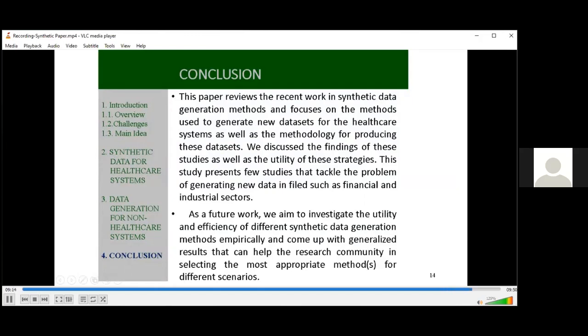This study presents a few studies that tackle the problem of generating new data in fields such as financial and industrial sectors. As future work, we aim to investigate the utility and efficiency of different synthetic data generation methods empirically and come up with generalized results that help the research community in selecting the most appropriate methods for different scenarios.